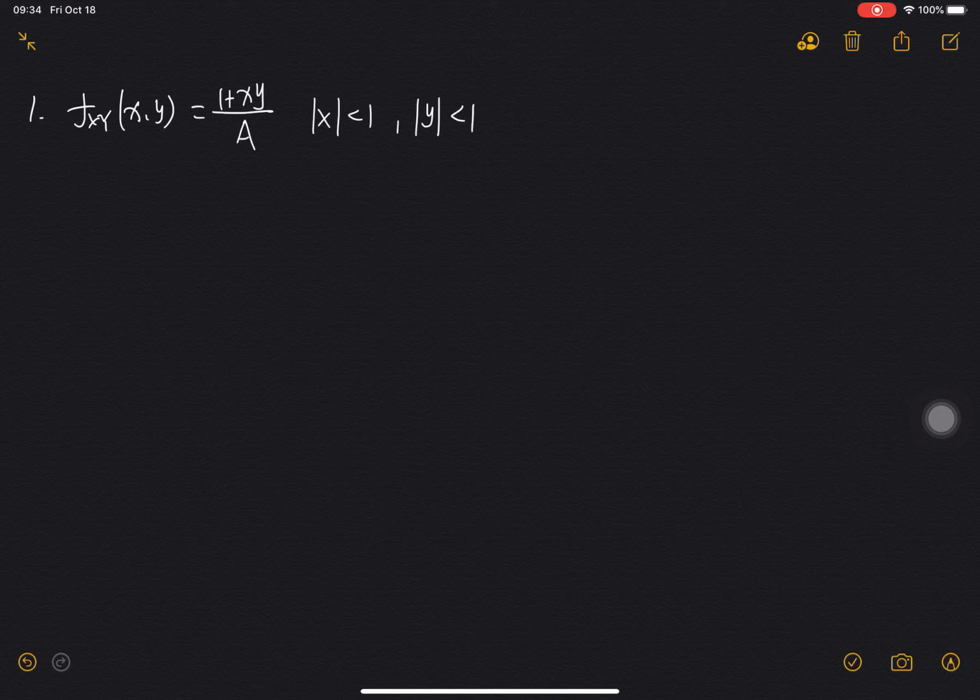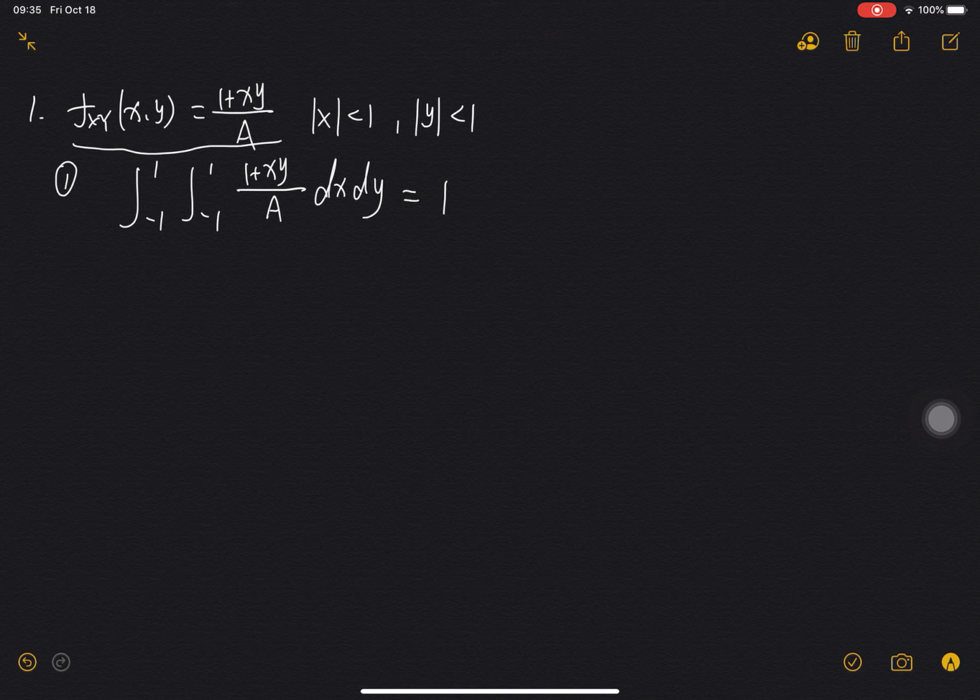Alright, so the first question is that we need to find an a so that the density function here is a valid density function. So according to the definition, we know that we have the equation like this. We should do the integral of this density function, and the result should be 1. And after some calculation, we know that 4 over a equals 1 and a equals 4.